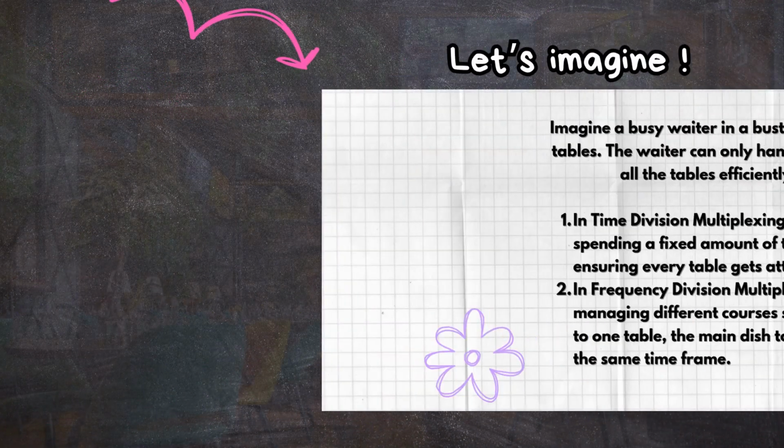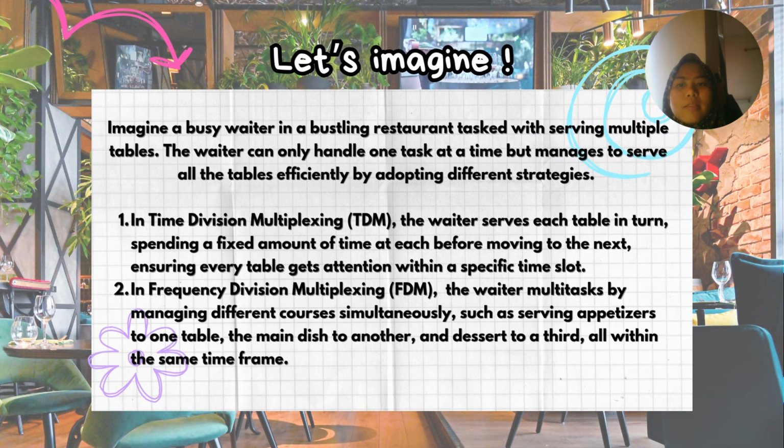Let's imagine. Picture this: a busy waiter in a bustling restaurant. The waiter has to serve multiple tables, but they can only handle one task at a time. So how does the waiter manage to serve everyone efficiently? In time division multiplexing, the waiter uses a strategy where they serve each table one by one. The waiter spends a fixed amount of time at each table before moving to the next. This way, every table gets attention in a specific time slot.